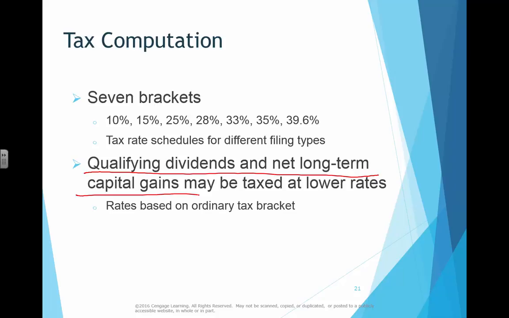Unemployment too? Unemployment is taxed at regular rates. It is. And interestingly enough, unemployment is non-taxable in Montana. It's taxable for the feds, but it's a subtraction on your tax return for Montana.